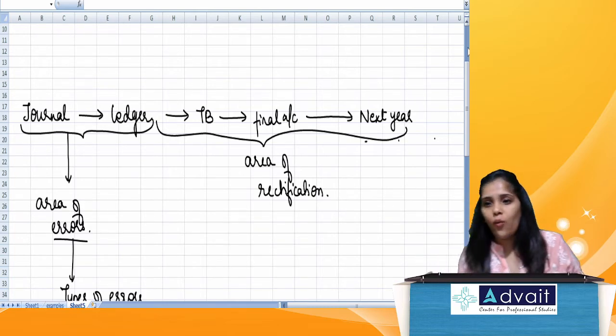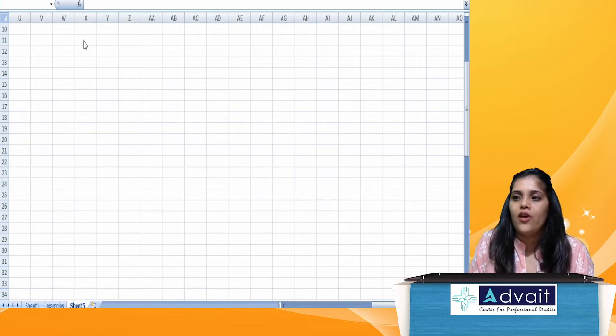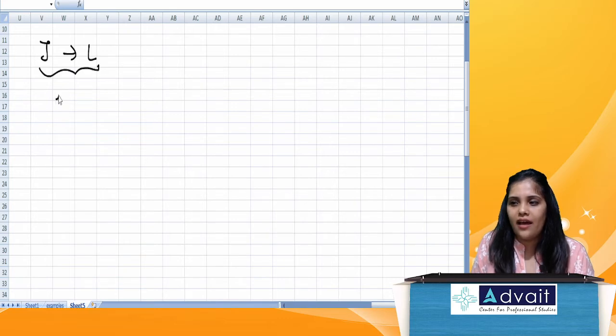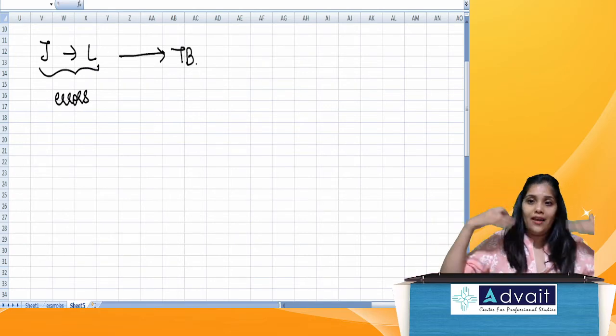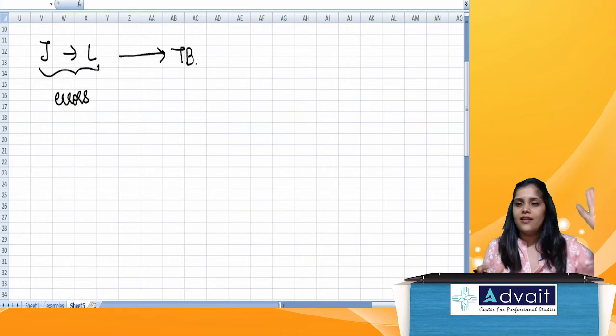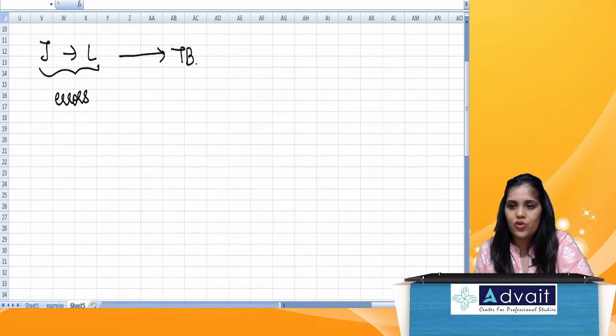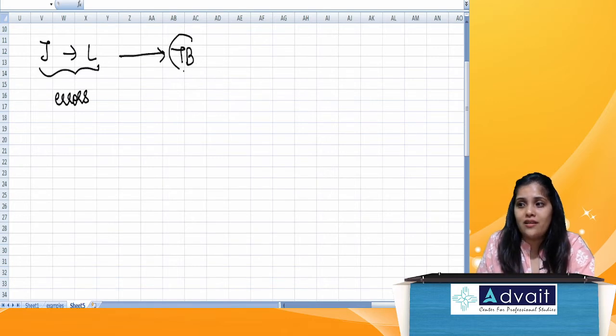Now, what has happened is, from journal to ledger, at this place, errors have been made. Now, you were going to prepare the trial balance. You are on the way to prepare the trial balance. So what did you do? You are the higher person, above the clerk. You take the books from the clerk and tell him that you will prepare the trial balance. So you took the book from the clerk. Now you have to prepare the trial balance.